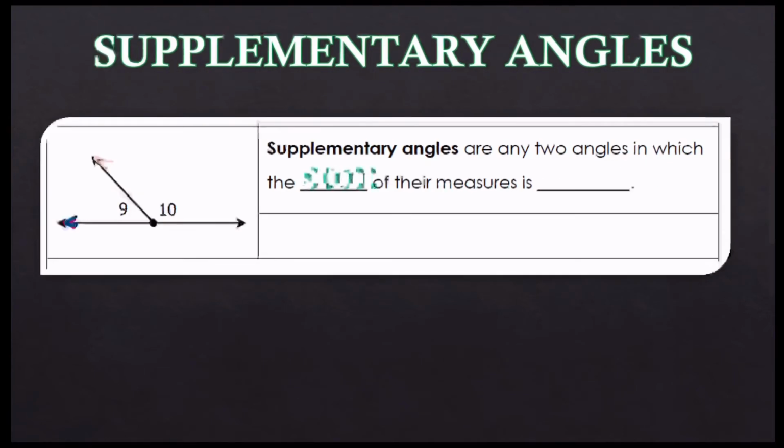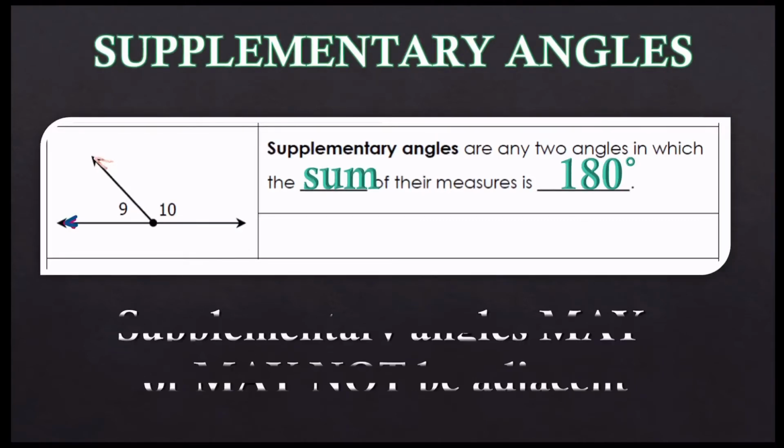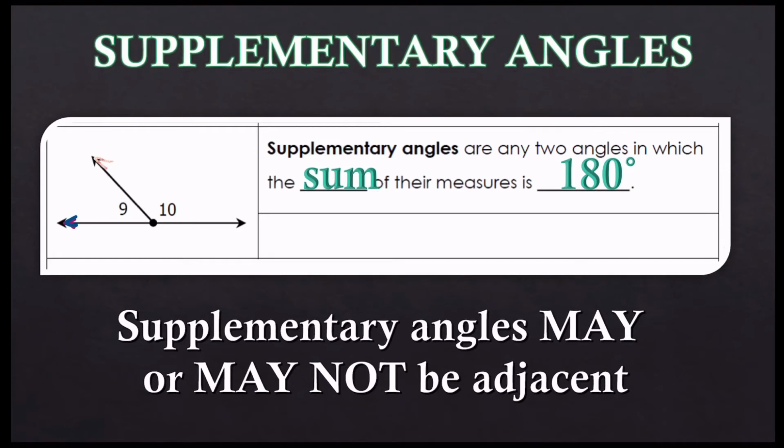Supplementary angles are two angles whose sum is 180. So if you look here, same thing, may or may not be adjacent, but in this example, we have a straight line. That straight line is 180. It's made up of angle 9 and angle 10. Together, they form 180.